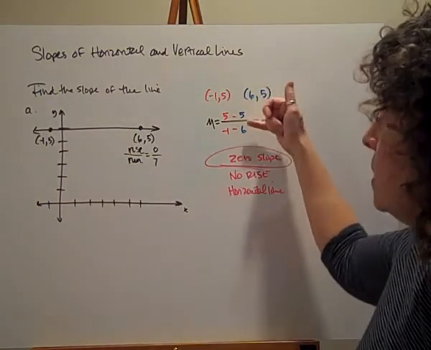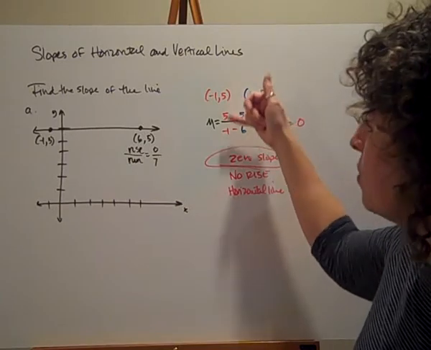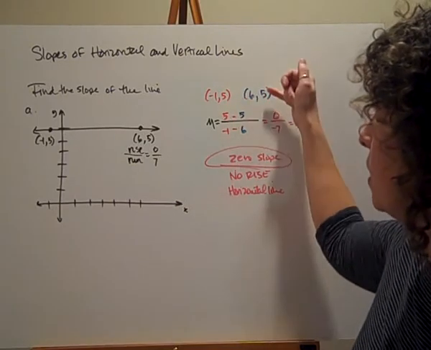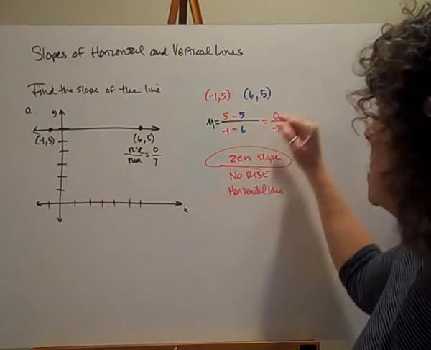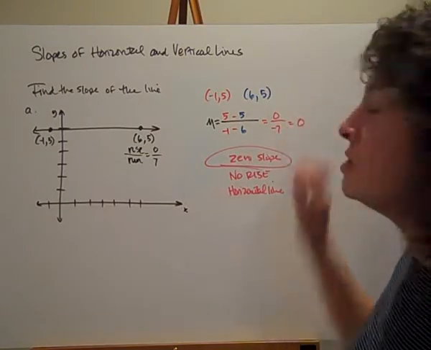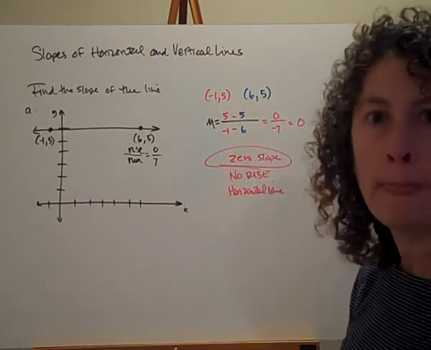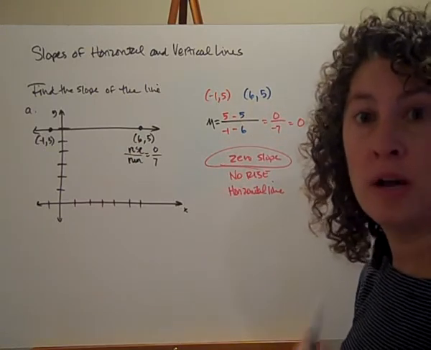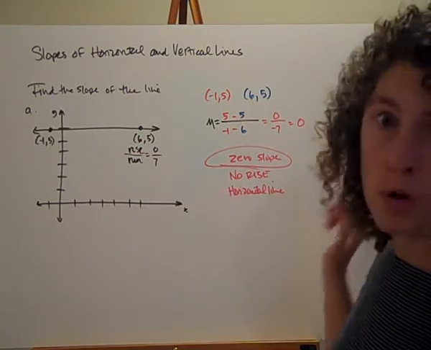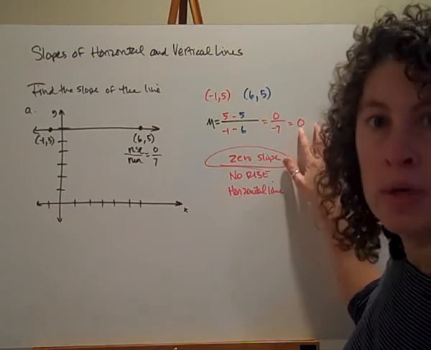So if I plug my values into my slope formula, 5 minus 5, I have 0 over negative 7. 0 divided by any number is always 0. This is a perfectly legitimate math operation. I can do 0 divided by a number, and that will give you 0. Try it on your calculator. So this means the slope is 0.